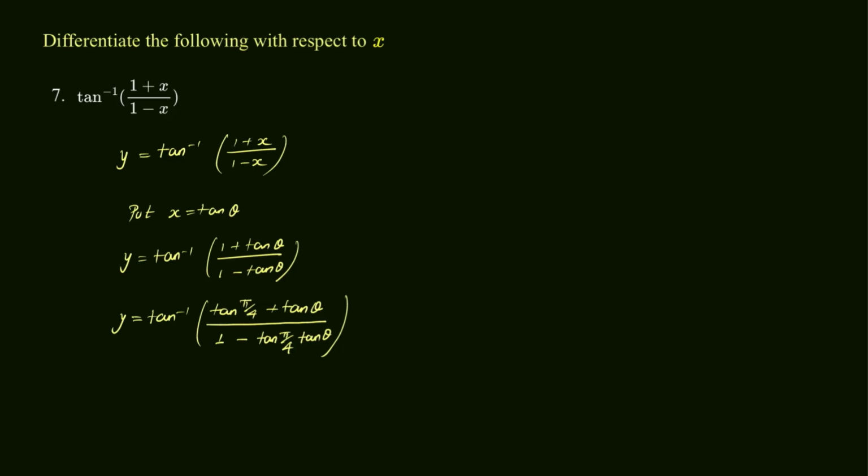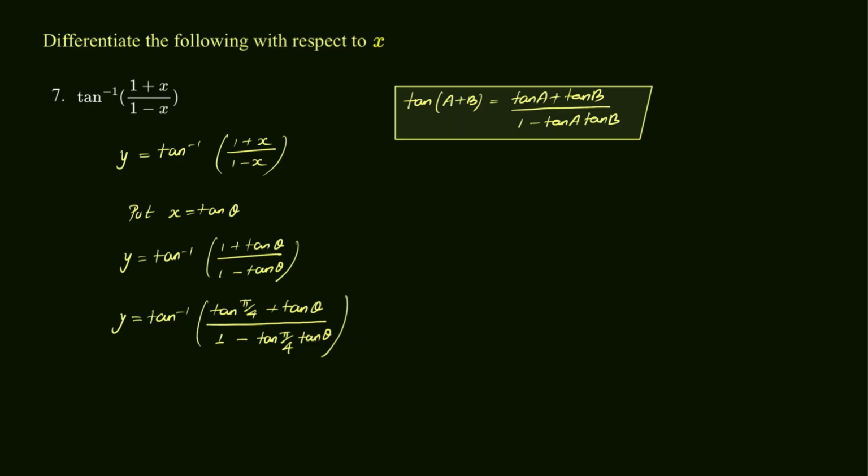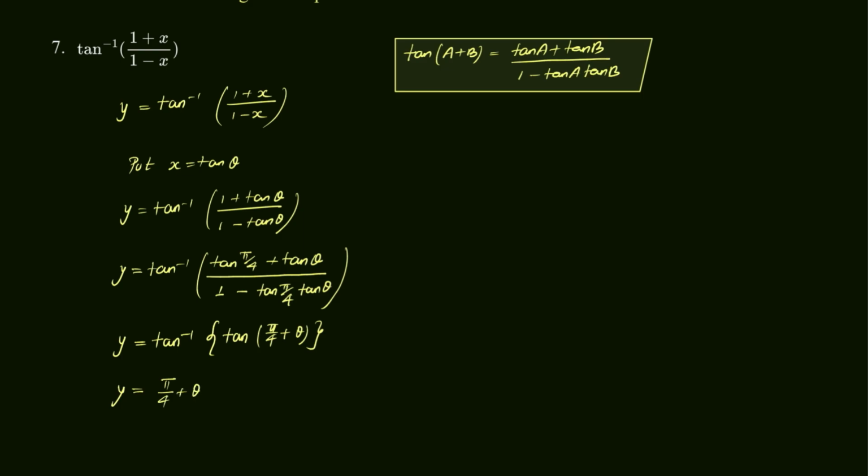Now this is in the form of one formula, that is tan of (a plus b) equals (tan a plus tan b) over (1 minus tan a tan b). So I can write all of this as tan of (a plus b). So my function will be y equals tan inverse of tan (a plus b). My a is pi by 4 here, and b is theta. So the function will become pi by 4 plus theta only, because tan inverse of tan x is simply x.